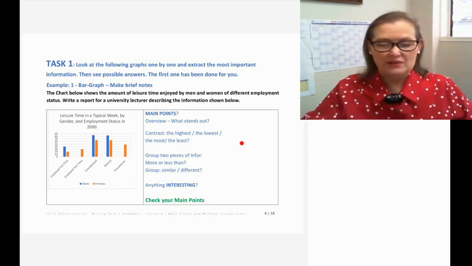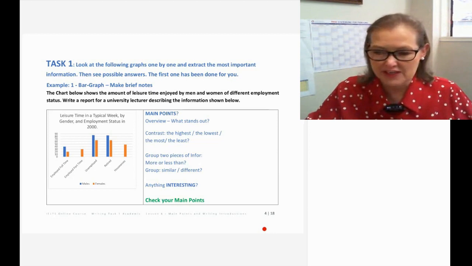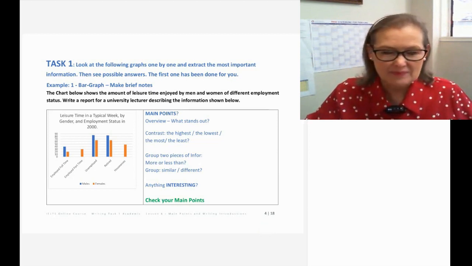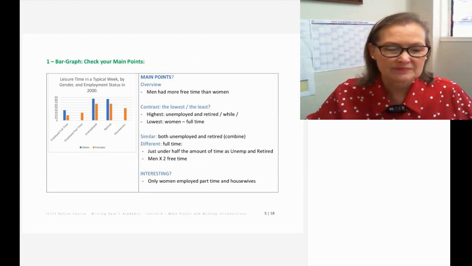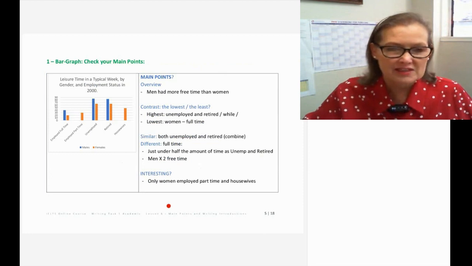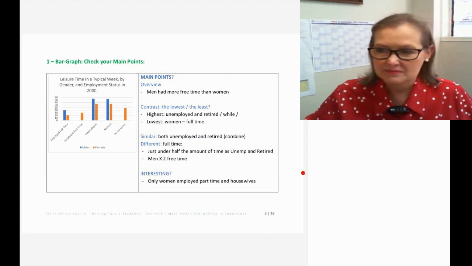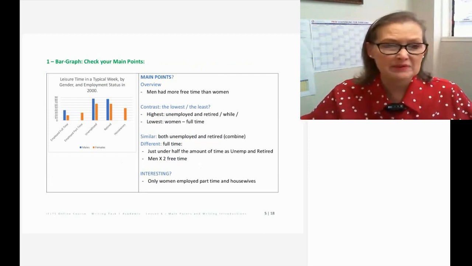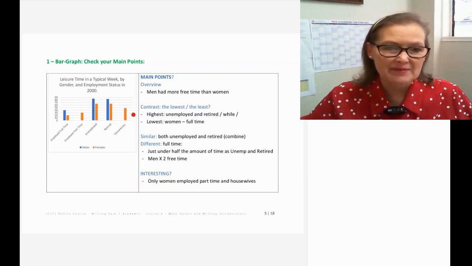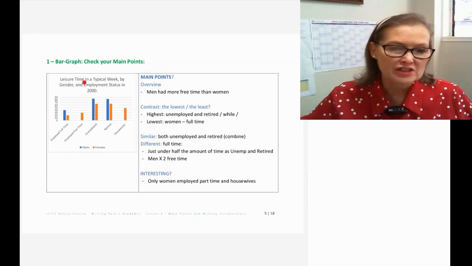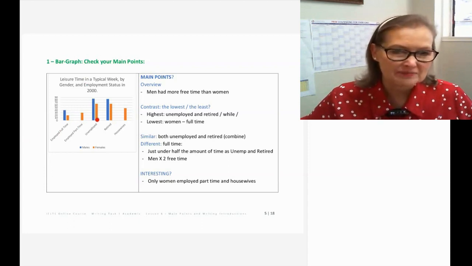Okay, so let's have a look. Let's move to the next slide. And once again, just check the main points. Did you get something like this? So, for example, for the overview, we could definitely state that men had more leisure time than women did in general.